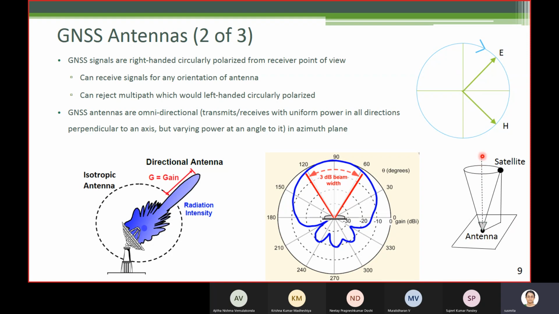Okay, so this is the conic surface. Now if we project the satellite onto the horizontal plane of the antenna, it intersects here. To connect that projection to the antenna, we get this line. This angle is the elevation angle. We already talked about elevation and azimuth. Here we are defining the same in the context of the antenna. So this is the elevation angle.